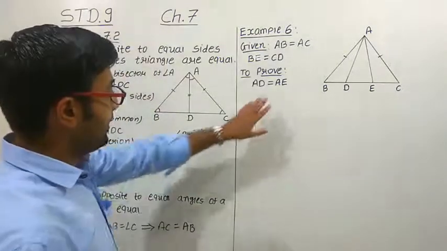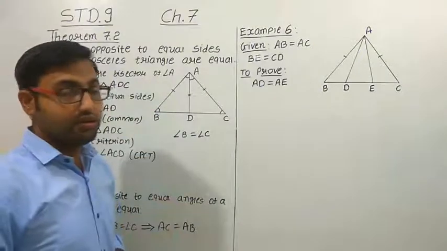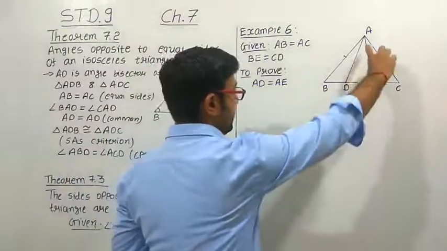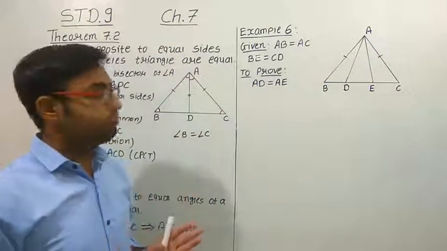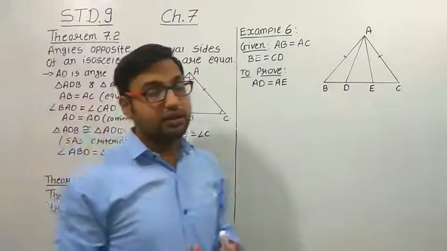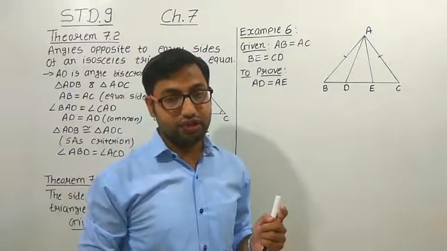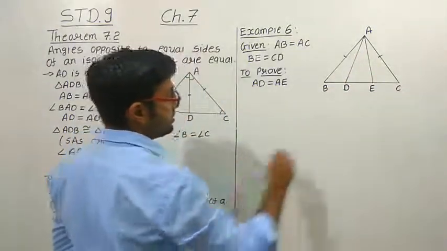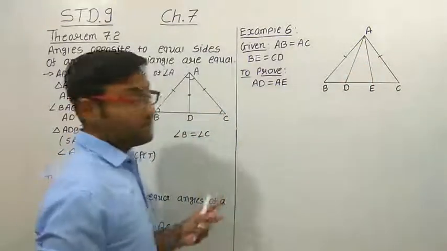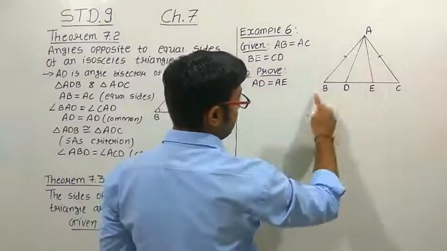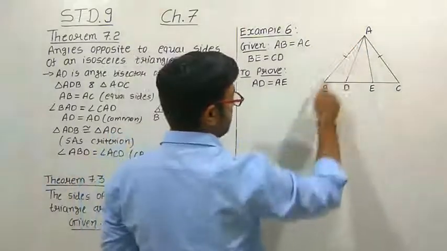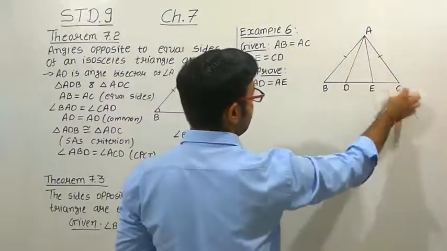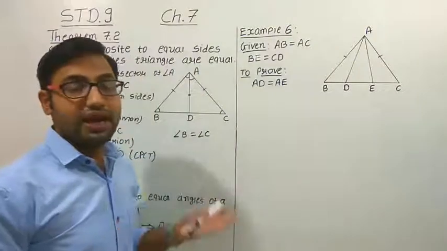Now how can we prove that AD and AE are equal? The first question that arises in our mind is how we can prove that AD and AE are equal. This we can prove only by making two triangles congruent. So in which triangle is this side AD? See, AD is there in many triangles. Consider, one triangle is ABC, the main triangle, then one triangle is ABD, one is ADE, one is AEC, one is ADC, and one is ABE. So many triangles are there.